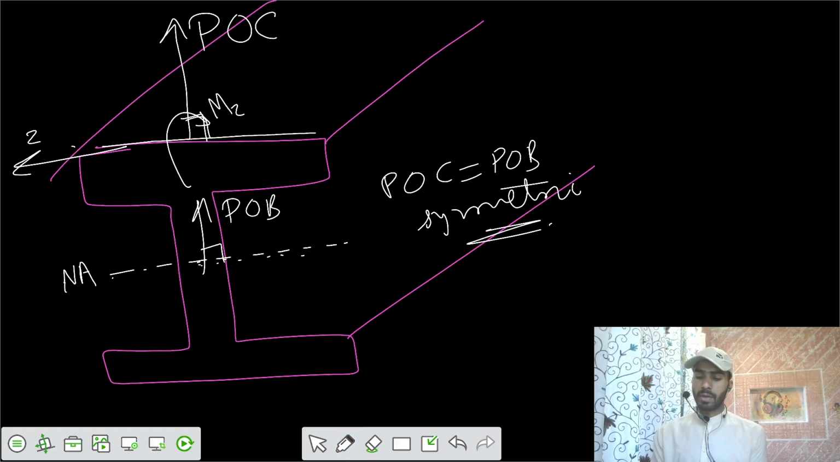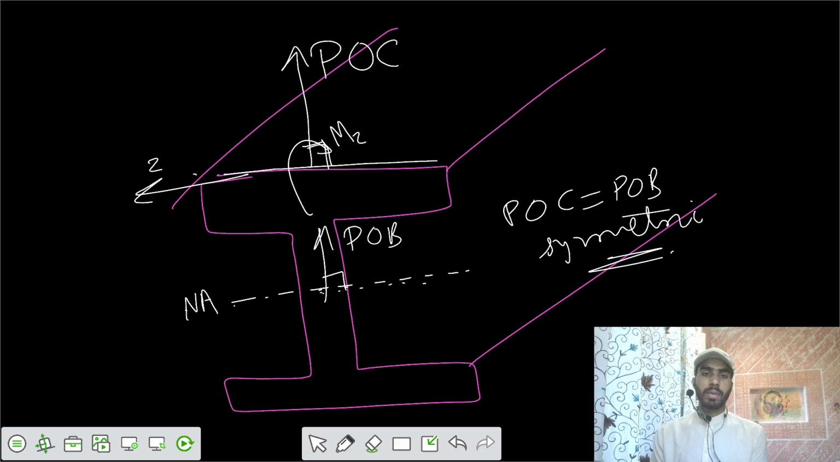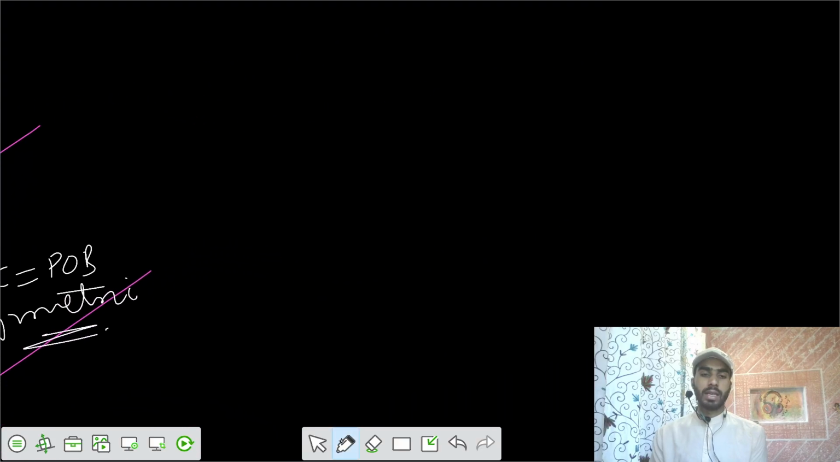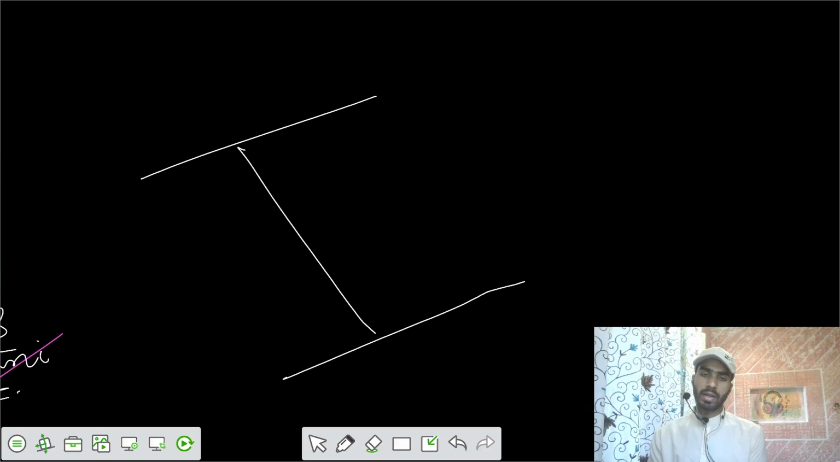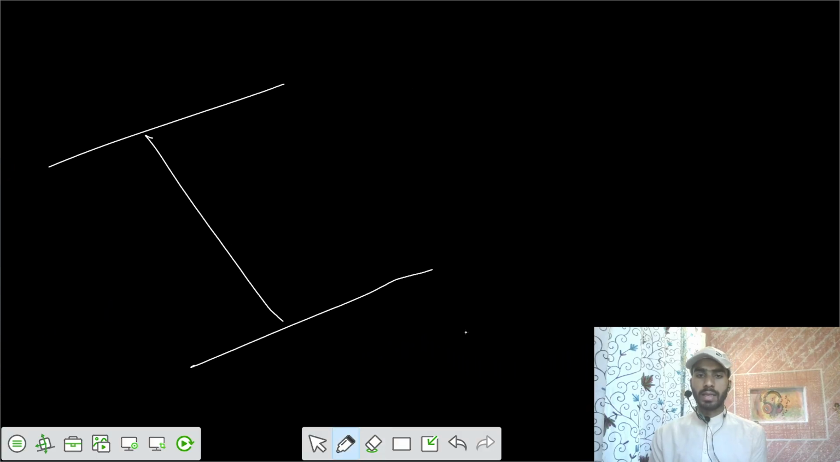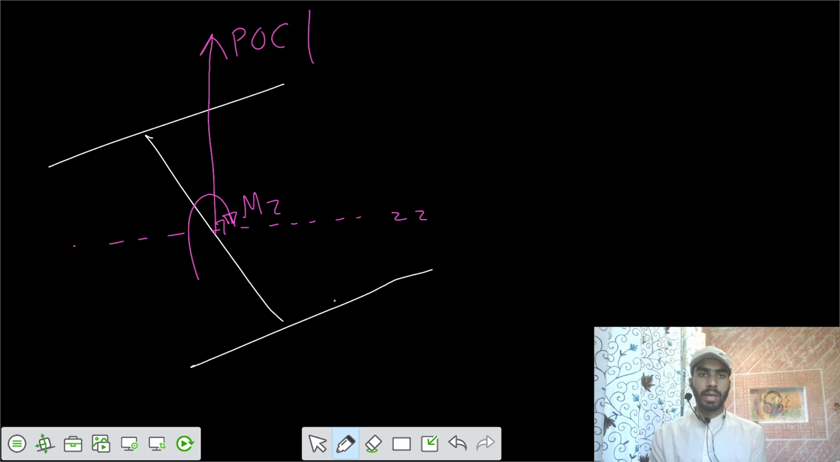Now, if you keep the I section inclined, say in this fashion, and you are applying a moment Mz in the z direction. This is your z direction. So perpendicular to that, you have the plane of bending, plane of couple, or plane of loading, and the neutral axis forms in this fashion.